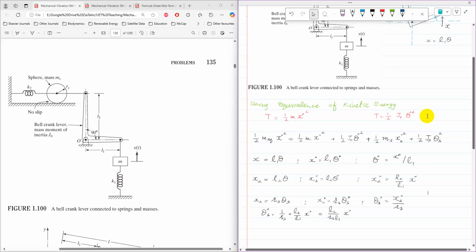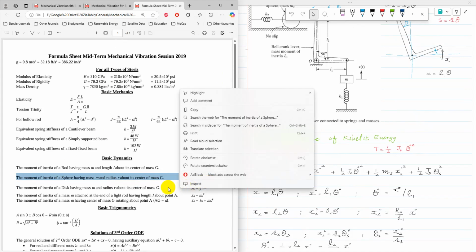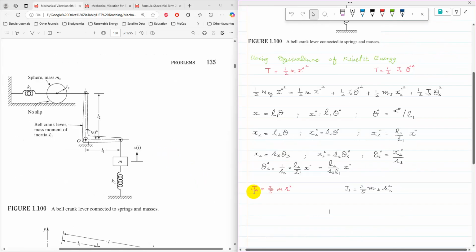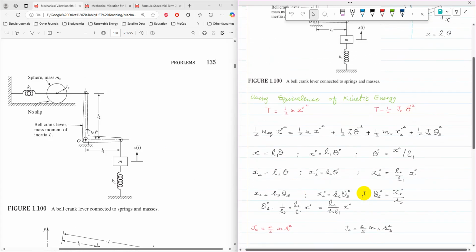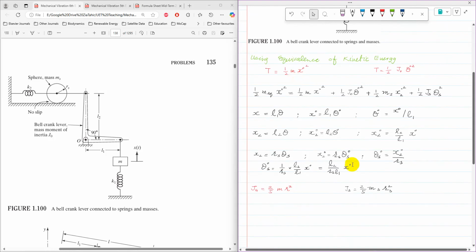Now I need to find the mass moment of inertia of a sphere. From the standard table, the moment of inertia of a sphere having mass m and radius r about its center is 2 over 5 m r squared. That formula is given in the book as well. So Jg is 2 over 5 m r squared, and the mass moment of inertia of the sphere about its center of mass, Js, is equal to 2 over 5 ms rs squared.